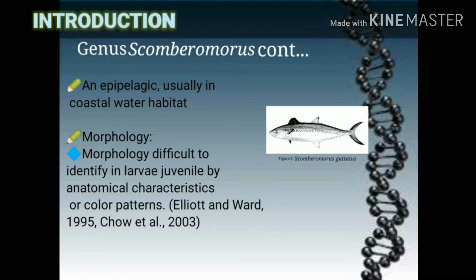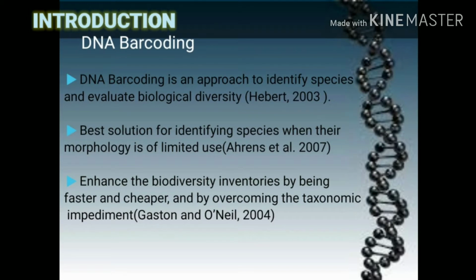Scomberomorus is a genus of ray-finned bony fish that contains 80 species ranging worldwide in tropical to temperate latitudes. Most species are coastal epipelagic, and the species have confusing morphology that is difficult to tell apart. So with DNA barcoding, species can be identified from the tissue level.